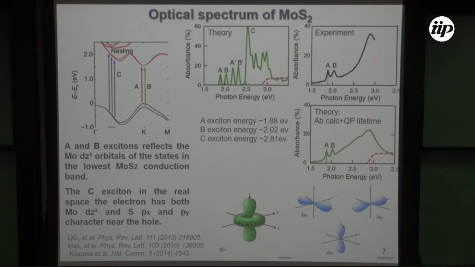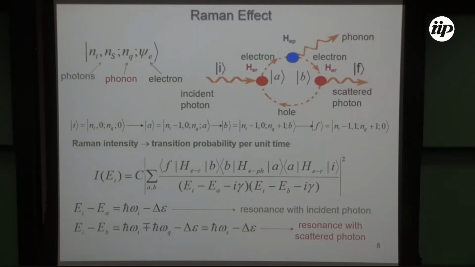In this case, the A and B excitons reflect the Mo dz² orbitals, and the C exciton is related to the in-plane ones, Px and Py. And we'll see why that is important later on.